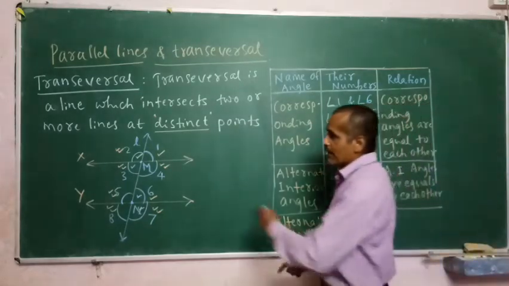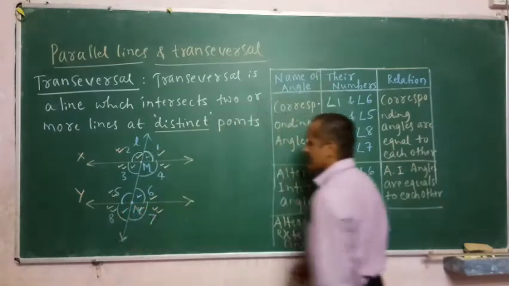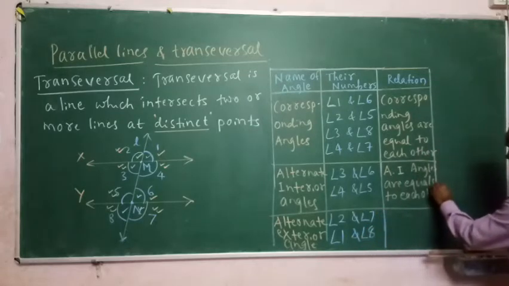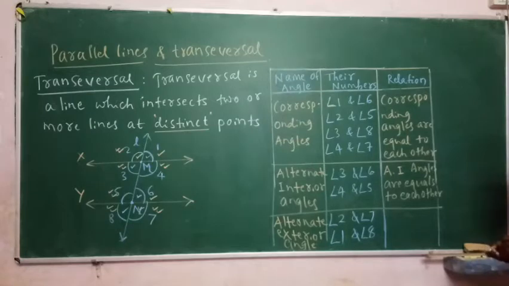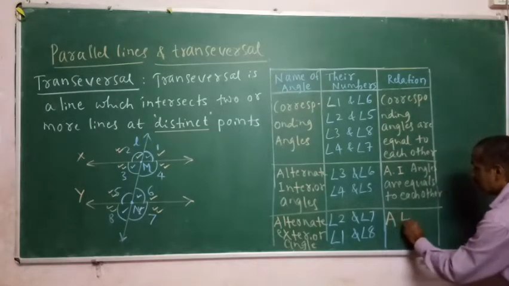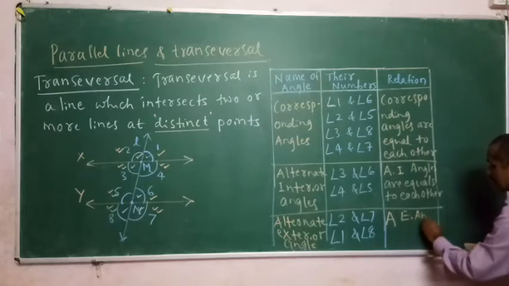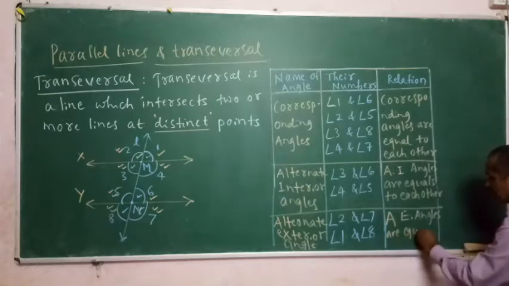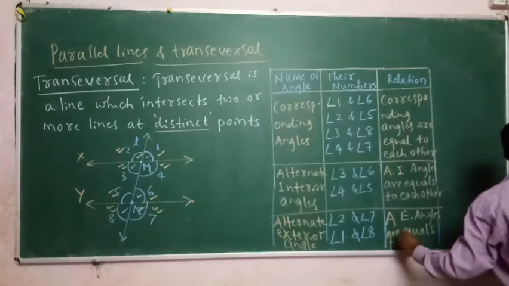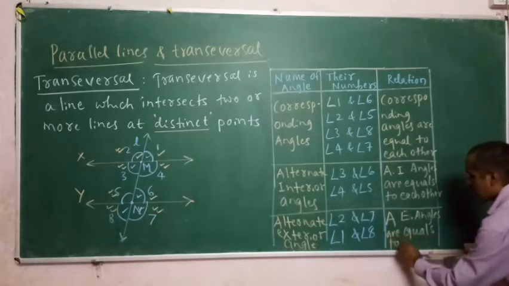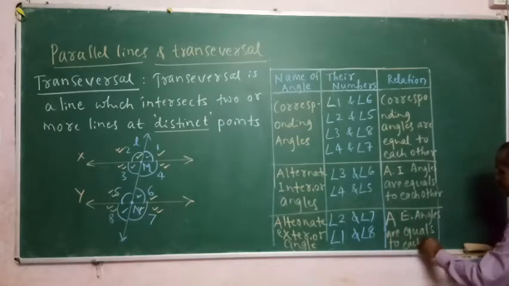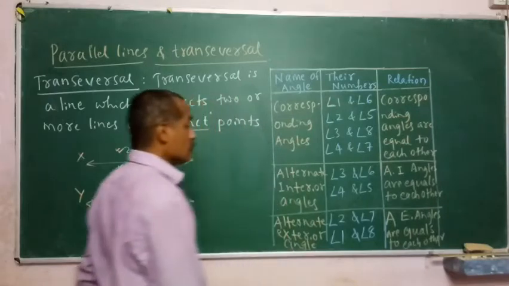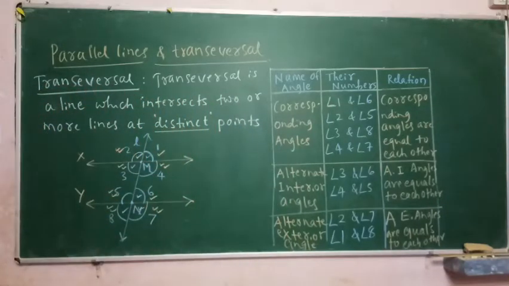Likewise, can you tell me one more? Angle 1 and angle 8 are alternate exterior angles. How are they related? Alternate exterior angles are equal to each other. These are the three different types of angles.